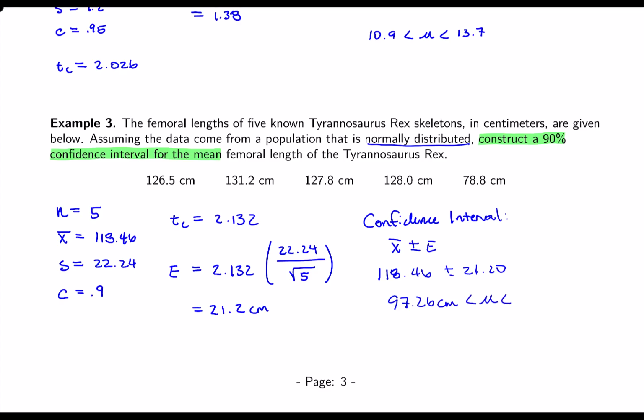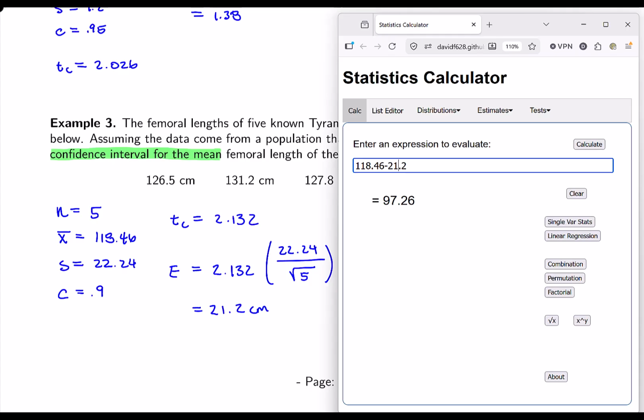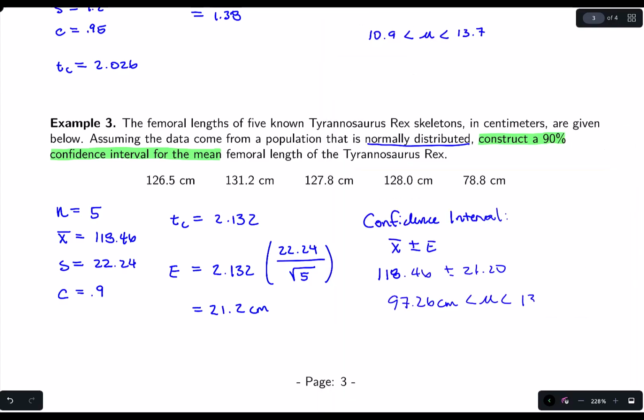Less than mu, less than, and then over on the other side, we just add those values together. And when we do that, we get 139.66. So we can say now that we're 90% certain that the actual population mean value of these femoral lengths is somewhere between 97 and 140 centimeters. All right, which is a pretty decent estimate, again, given how long ago these things lived.